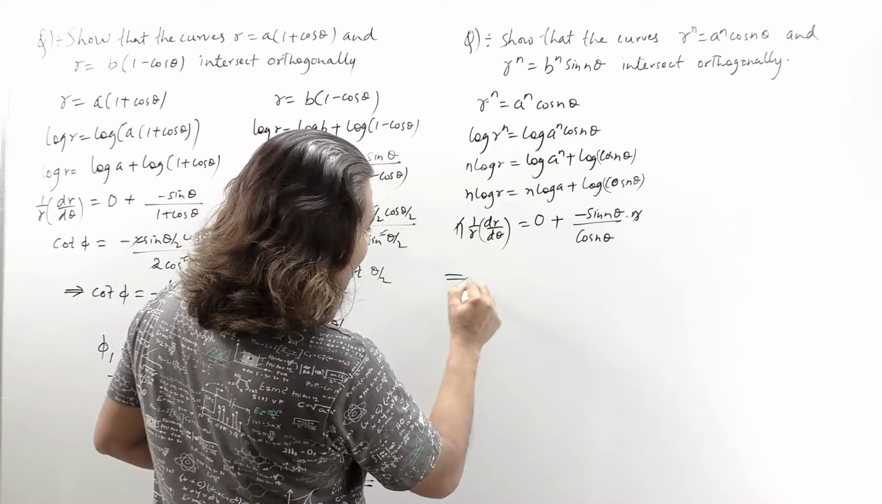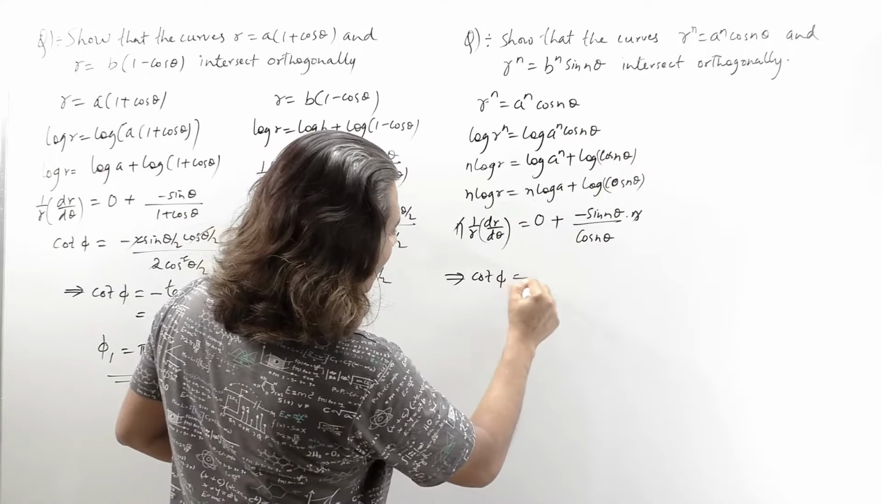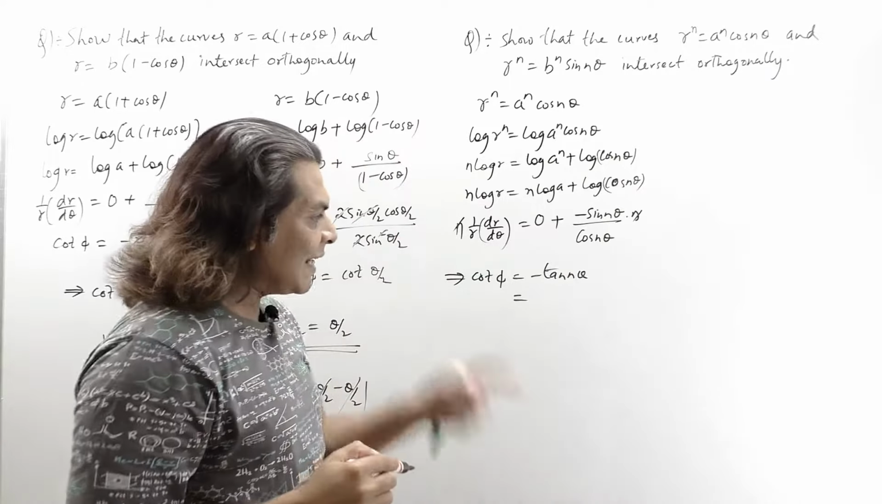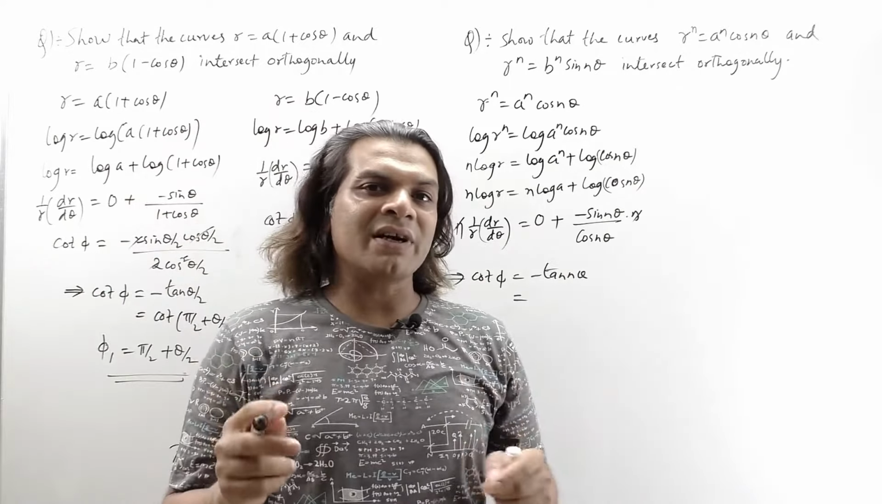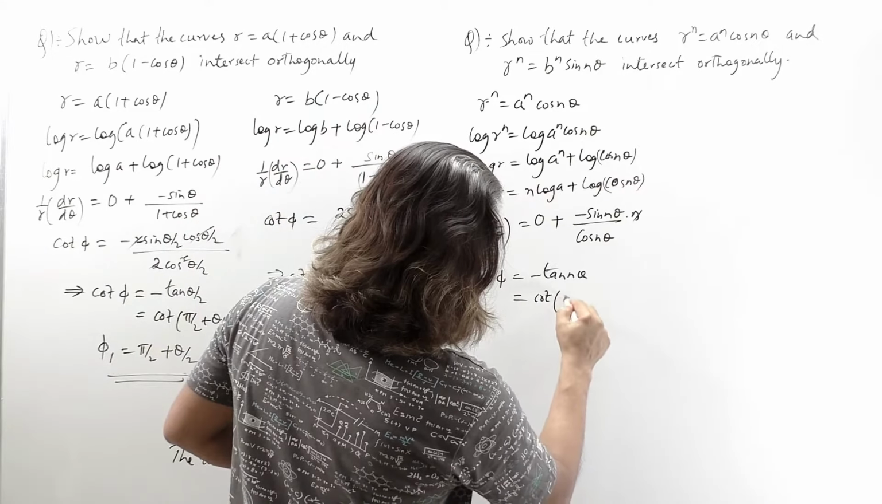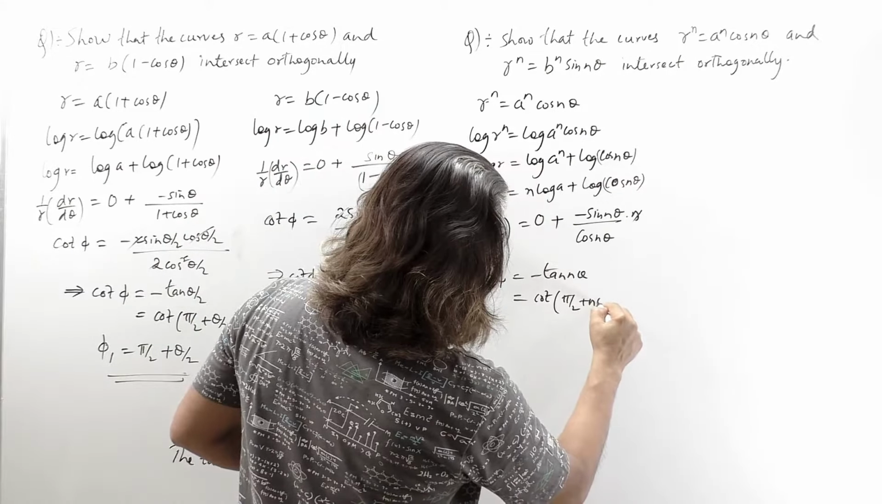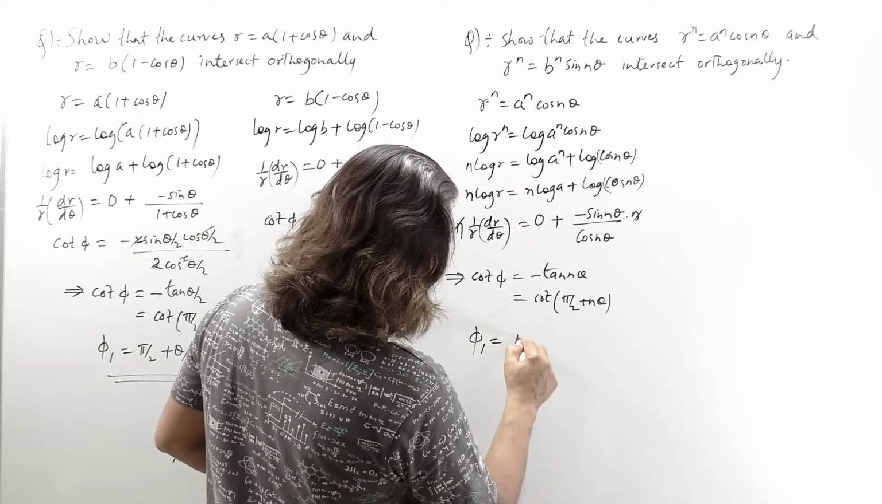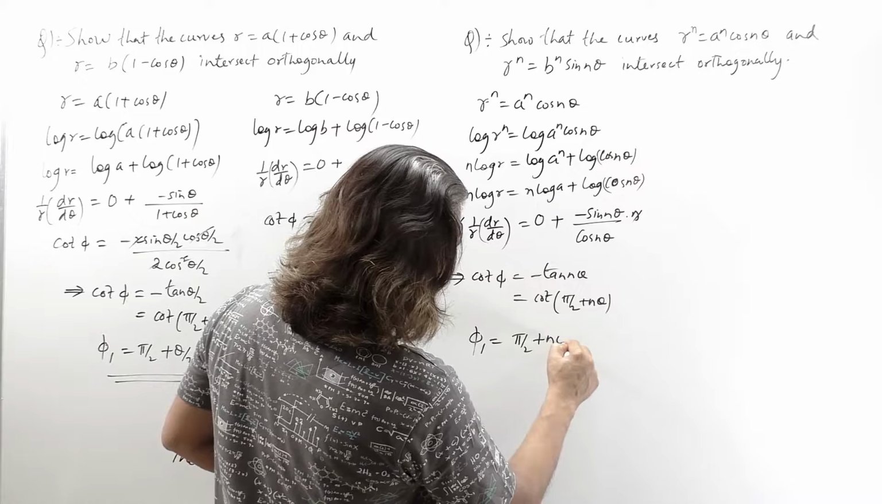Fine. That implies cot of phi is equal to minus tan of n theta. That is, we can write minus tan in terms of cot as cot of pi by 2 plus n theta. So cot of pi by 2 plus n theta. Now here cot cancels. So the first angle phi 1 will be pi by 2 plus n theta.